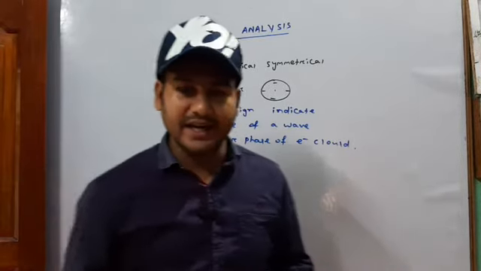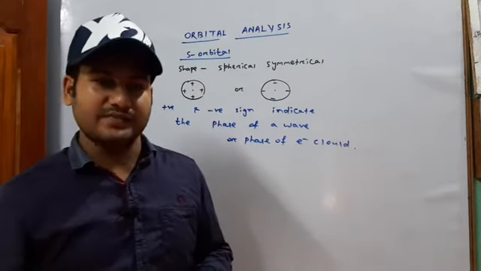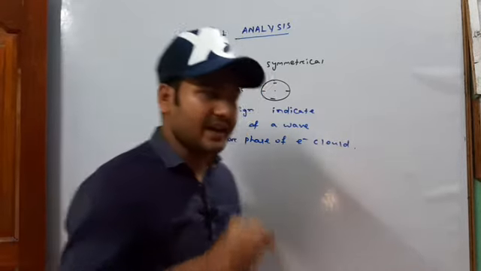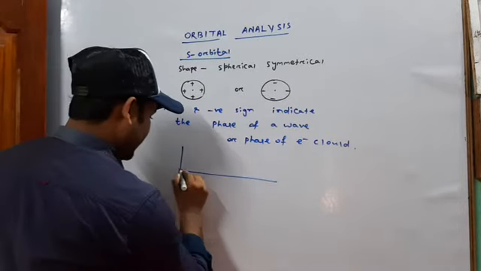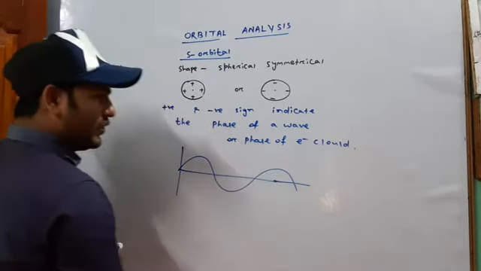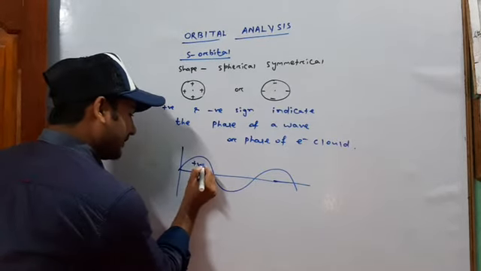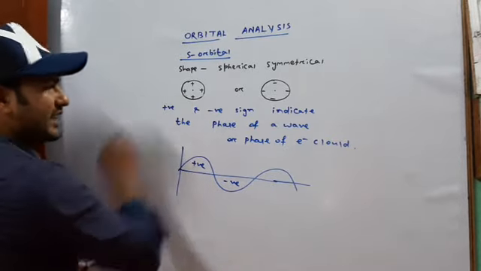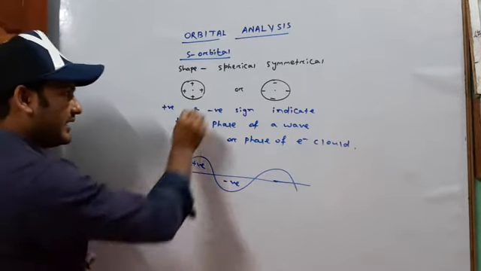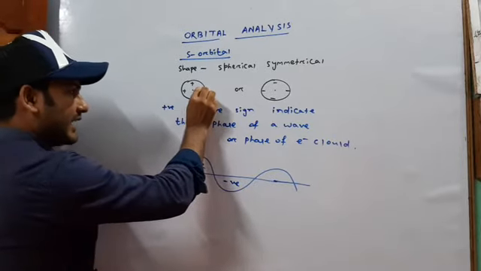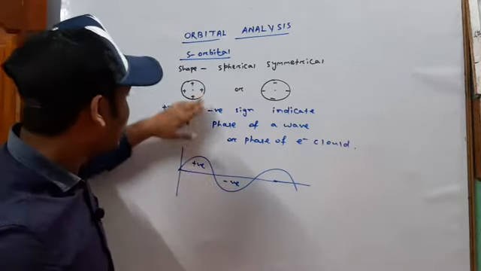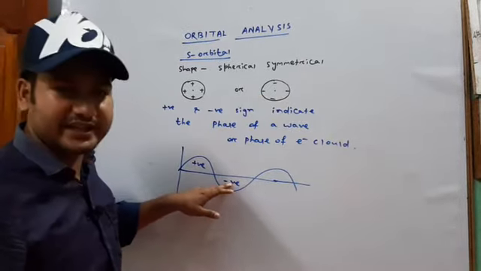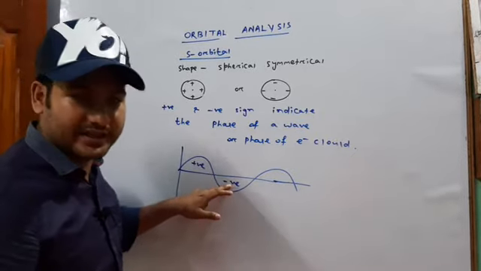As we know, an electron has dual character: one is particle character, another is wave character. An electron moving like a wave has two phases, one positive phase and another negative phase. When we represent the s orbital like this, the positive sign indicates the electron cloud present in positive phase. The negative sign indicates the electron cloud or electron density present in negative phase.